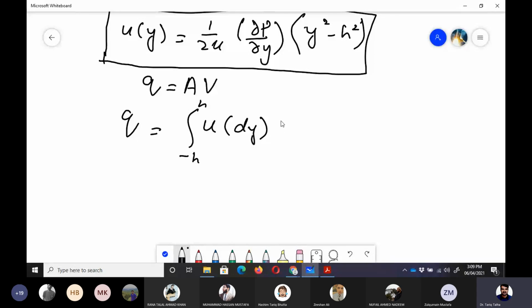So dy into 1, for the unit width, if we want to calculate u into dy. Now how to calculate u into dy? We need to put this relation here and then integrate. So we know that 1 upon 2 mu is constant, and then partial p by partial, I think it should be x, not y, in the relation, partial p by partial x. They are constant values, so they would be out of integration.